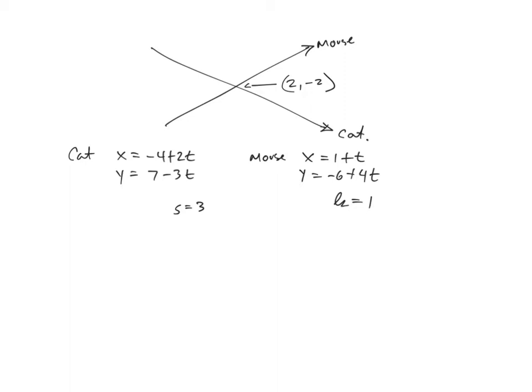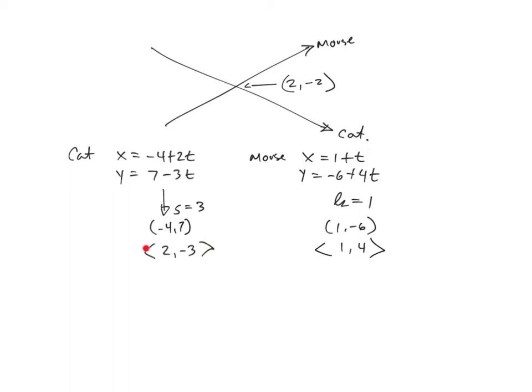Remember that when we have the equations for a line in 3D space, we automatically have 2 pieces of information about that line. We have a point on the line, -4, 7 for the cat. For the mouse, we have the point 1, -6, not relevant to the current discussion. We also have a vector parallel to the line. For the cat, that would be 2, -3, the coefficients of the parameter, whereas for the mouse, the vector parallel to its line would be 1, 4.